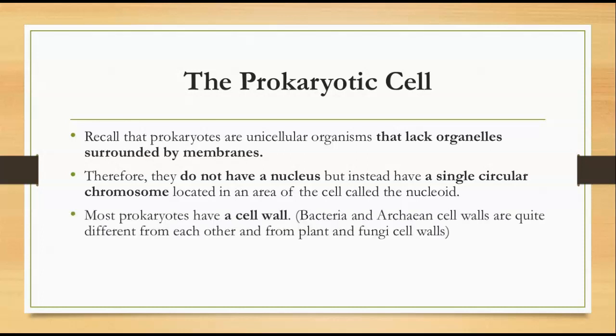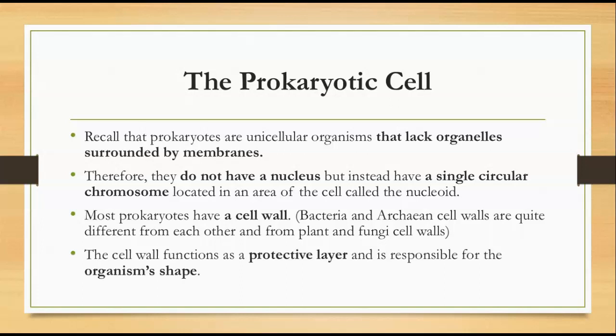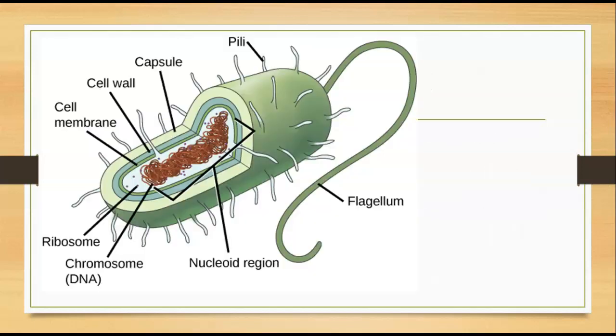Most prokaryotes are also going to have a cell wall. Bacteria and archaean cell walls are quite different from each other, and they're also quite different from plant cell walls and fungi cell walls. But they are called cell walls nonetheless. The cell wall functions just the same as any other cell wall. It's a protective layer, and it's responsible for the organism's shape.